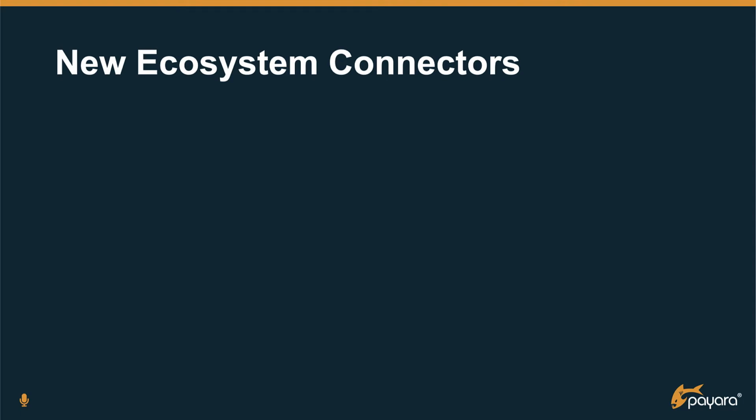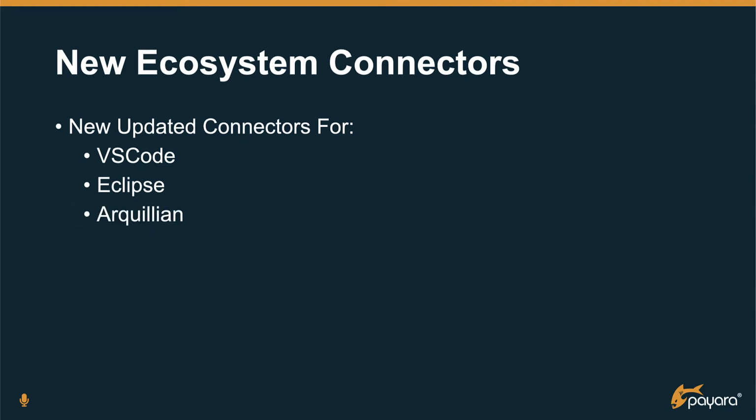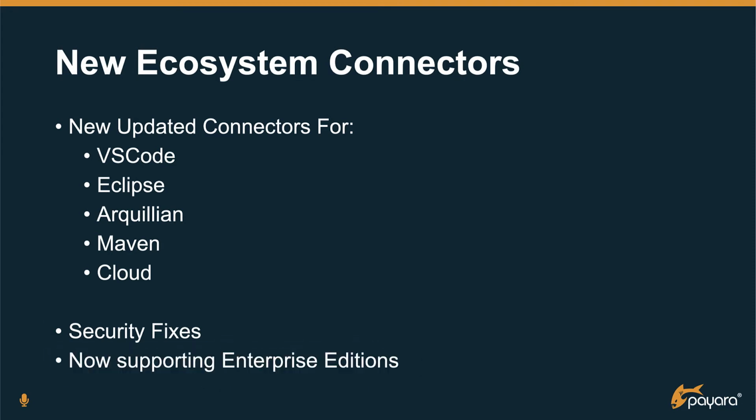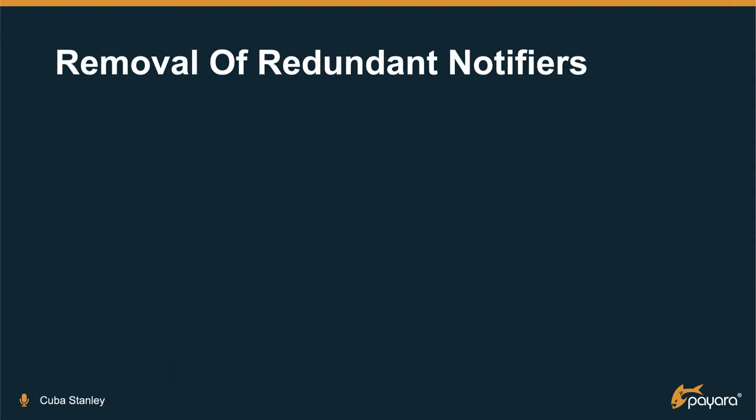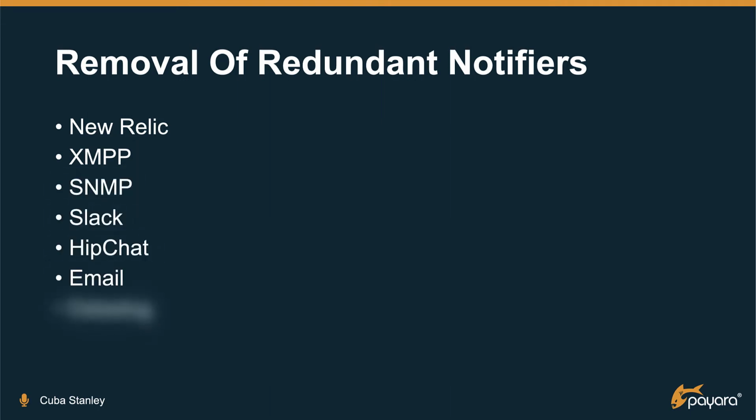We've also been putting a lot of effort into developing our ecosystem connectors. We've introduced some new and updated connectors for Visual Studio Code, Eclipse, Arquillian, Maven, and Cloud. This includes new security fixes and also support for enterprise editions of Payara Server. We've also removed some redundant notifiers across Payara Community and Enterprise. This includes, but is not limited to, New Relic, XMPP, SNMP, Slack, and many more.